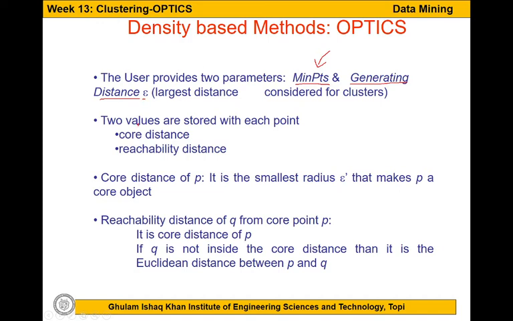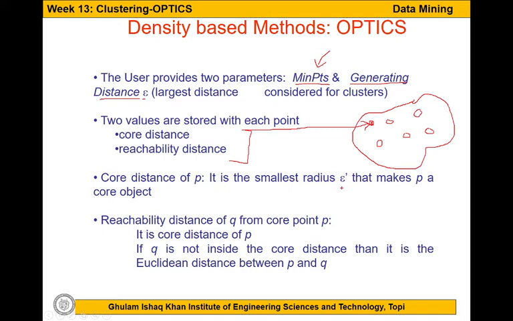So you will be providing these two parameters to the algorithm. Now for every instance in the data, for example this instance, this instance, and this another instance, we will have to keep track of two values for each and every point. And what are these values? One is the core distance, and the other one is the reachability distance. For every point, we will store these two values, but we need to know what these two values actually are. The core distance of any point, let's say this point, is the smallest radius epsilon dash that makes the point P a core object, right?